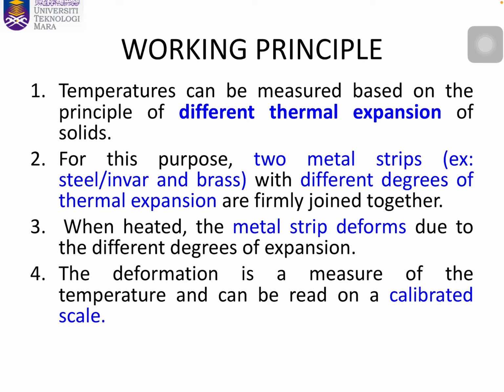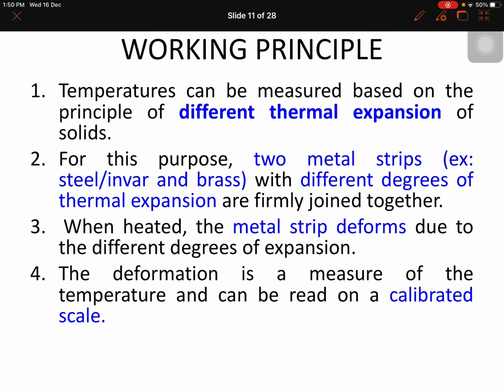the bimetallic strip. First, temperatures can be measured based on the principle of different thermal expansion of solids. For this purpose, two metal strips, for example steel or invar and brass, with different degrees of thermal expansion are firmly joined together. When heated, the metal strip deforms due to the different degrees of expansion, and the deformation is a measure of the temperature and can be read on a calibrated scale, as you can see from the video just now.